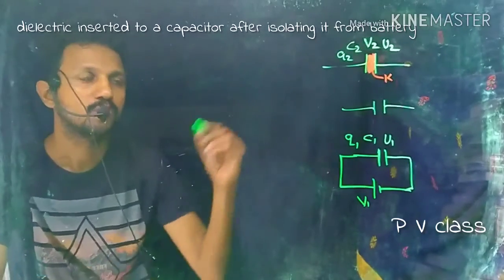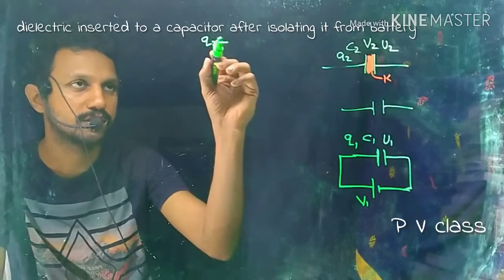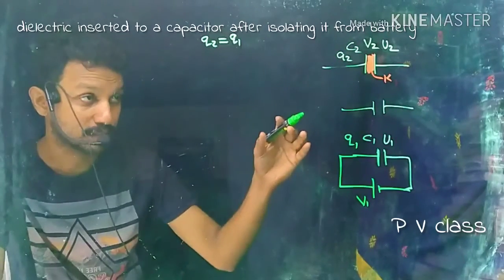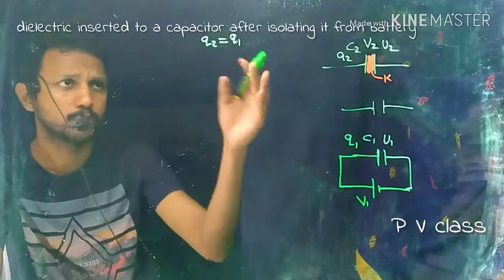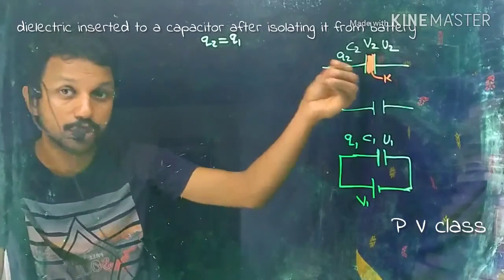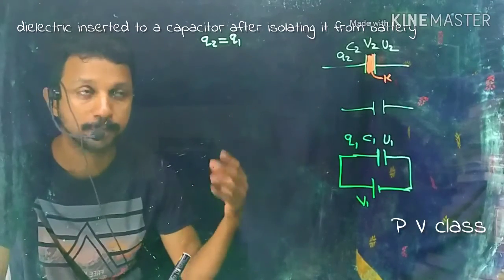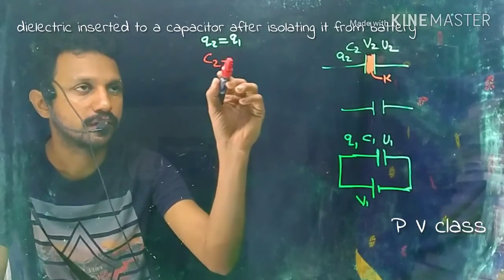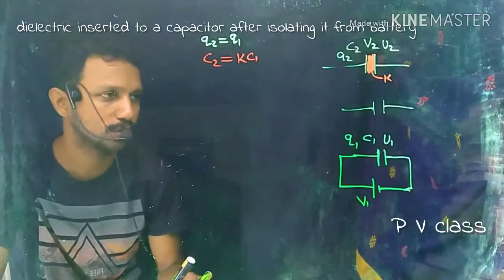Therefore, the final charge Q2 is equal to Q1 if the capacitor is isolated from the battery and then a dielectric is inserted. Q2 is equal to Q1. And in this case also, if we introduce a dielectric, the capacitance of the capacitor will increase by K times. Therefore, I can write the final capacitance C2 as K times the initial capacitance: C2 is equal to KC1.